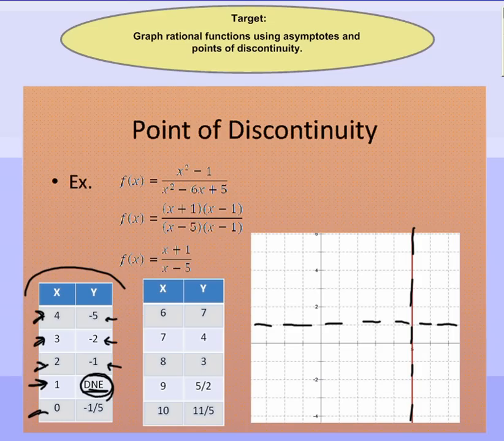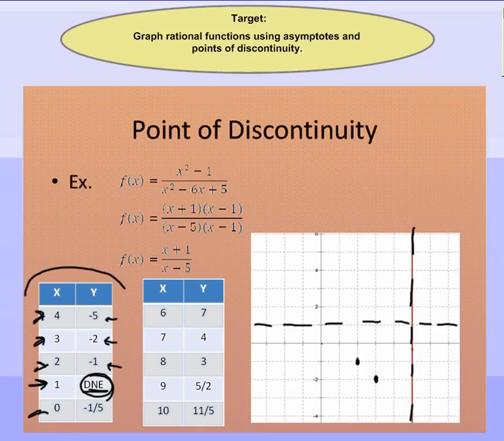So as I input these points, I get 4, -5. That's a little bit off our graph right now. I got 3, -2. That I can put on there. 3, -2 is right there. I get 2, -1. That point was right there. 1 doesn't exist, so I skip it and go to 0, -1/5, which is approaching that 0, but not quite getting there.